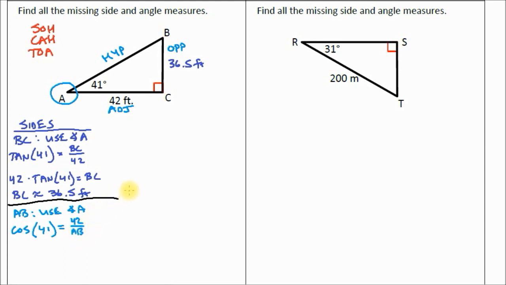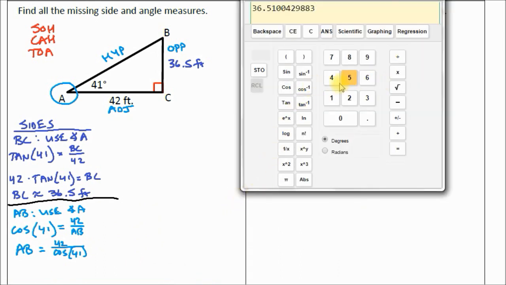Now in this case, class, the 42 is on top, our variable is on bottom, and now we can do the Algebra 1 switch. Cosine 41 goes in the bottom of the fraction, AB goes where cosine of 41 is. So AB is equal to 42 over cosine of 41. Let's go ahead and put that in our calculator.